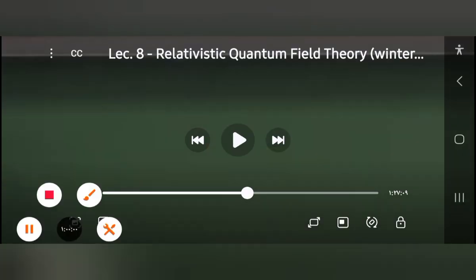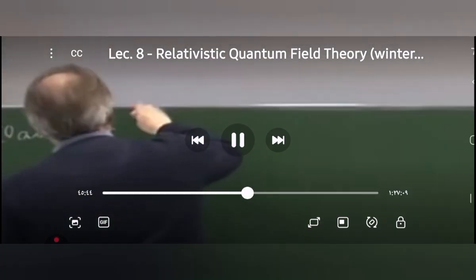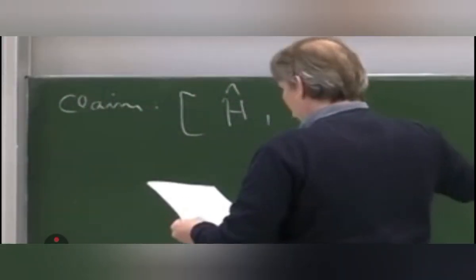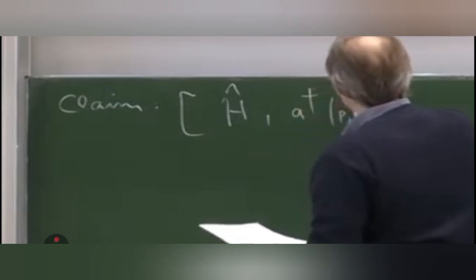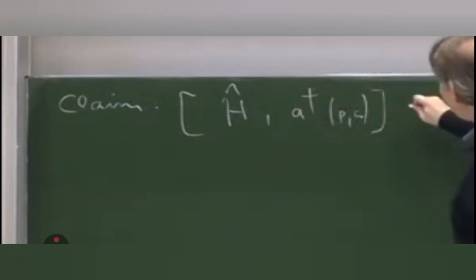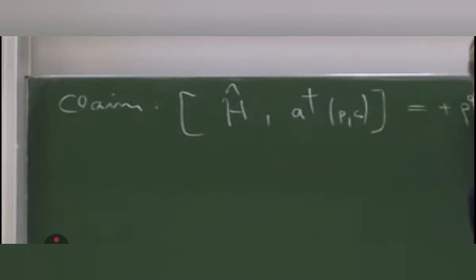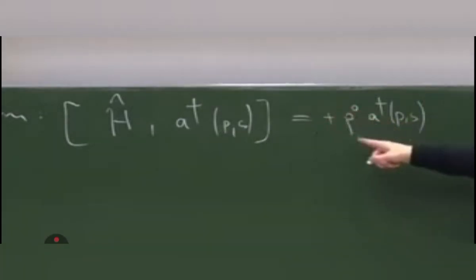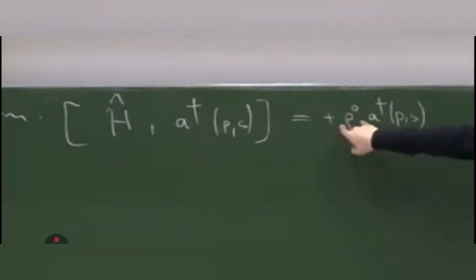Claim. The claim is that we have a certain commutation relation of the Hamiltonian with a dagger of P and B of P. Namely, the commutator is plus P0 times a dagger of P comma S. And the interpretation is again that a dagger creates a particle, or creates something, a wave mode, with energy P0.